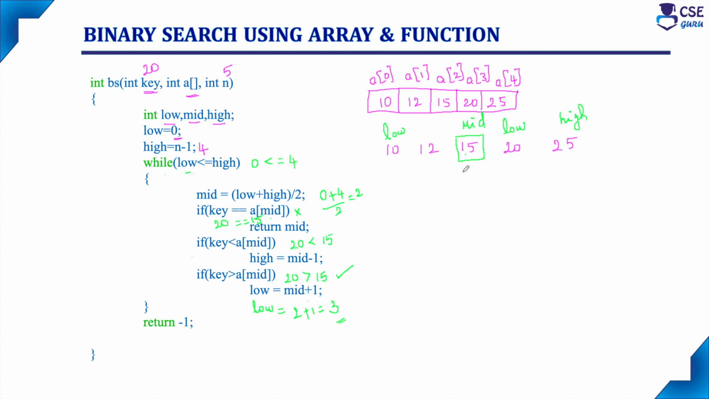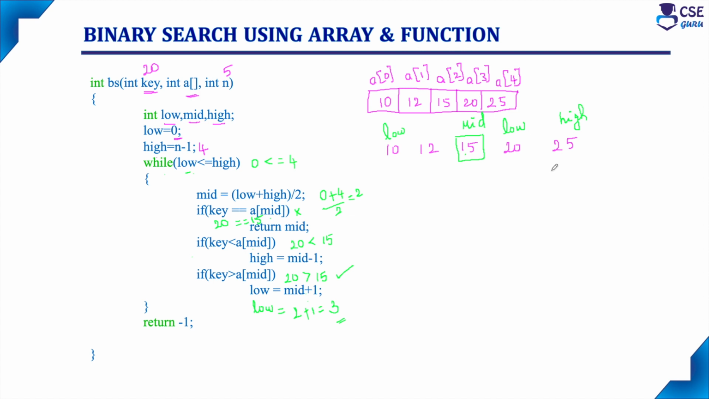Now, what is the logic here? In binary search, it will find the mid element and the key element will be compared with the mid element. If the key element is lesser than the mid element, the search will happen only in the left part of the array. Suppose the key element is greater than the mid element, the search will happen in the right part of the array.